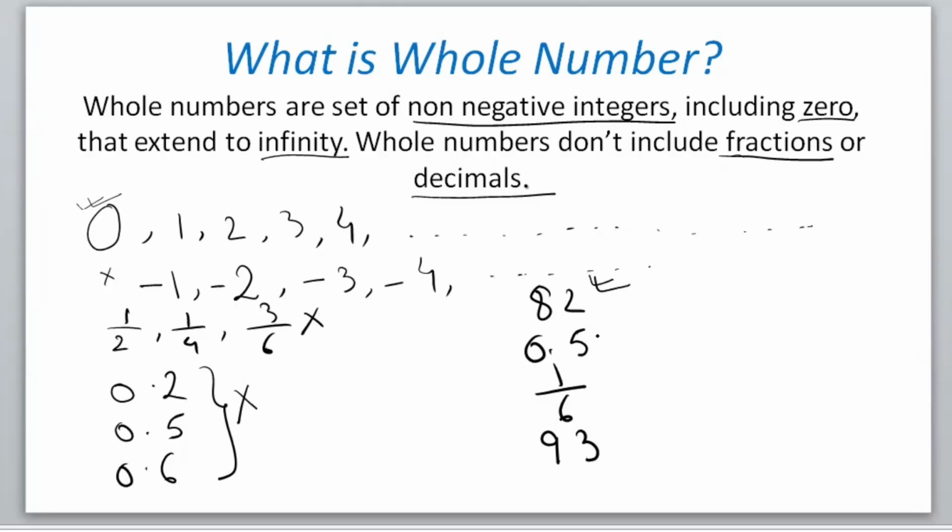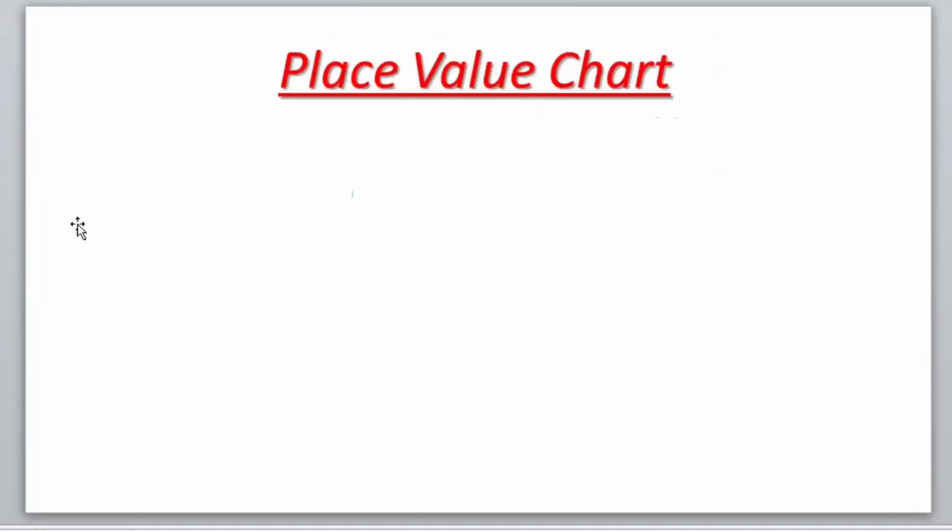Is 0.5 a whole number? No, because it is in decimal form. Is 1 by 6 a whole number? No. Why? Because it's a fraction. Is 93 a whole number? Yes, 93 is a positive number, so this is a whole number. I hope whole number is clear to everyone. What are whole numbers? All the positive numbers, including 0, that go till infinity. They should not be in fraction form, negative form, or decimal form. Okay, now let's go and see the place value chart.